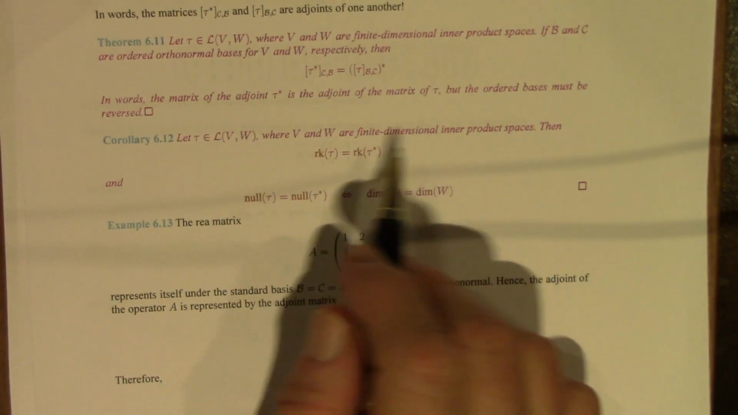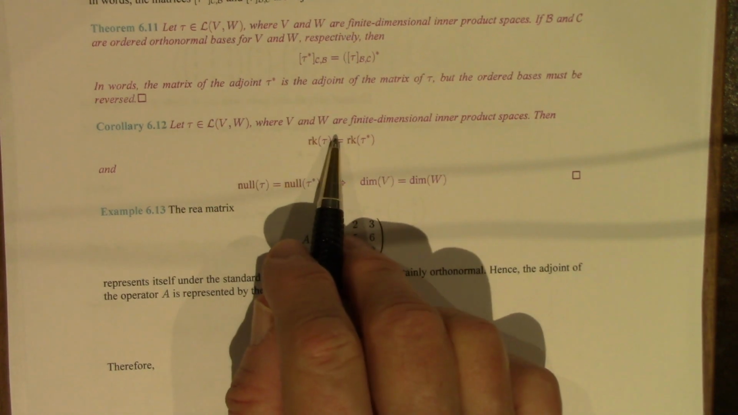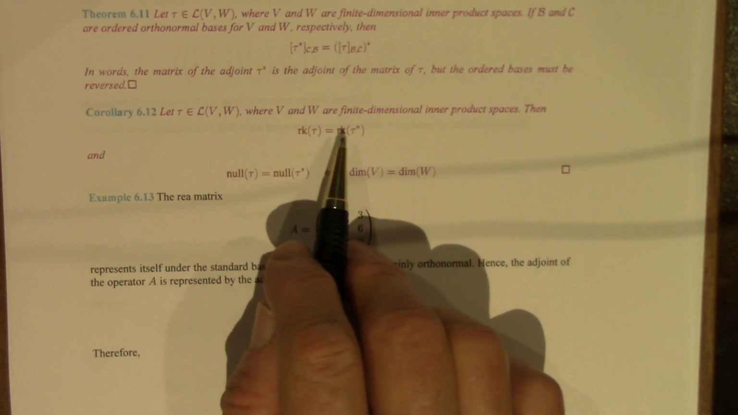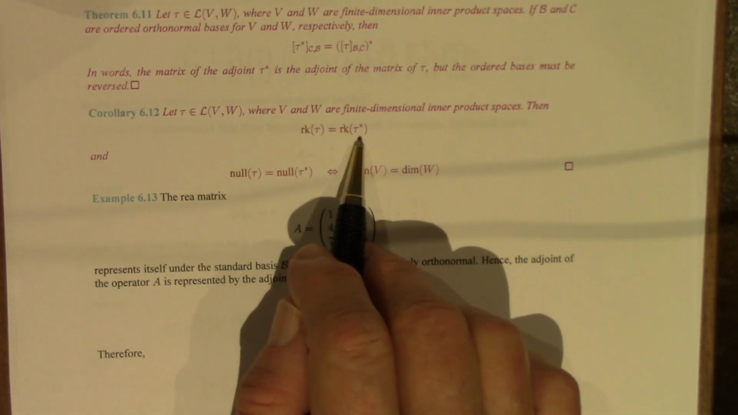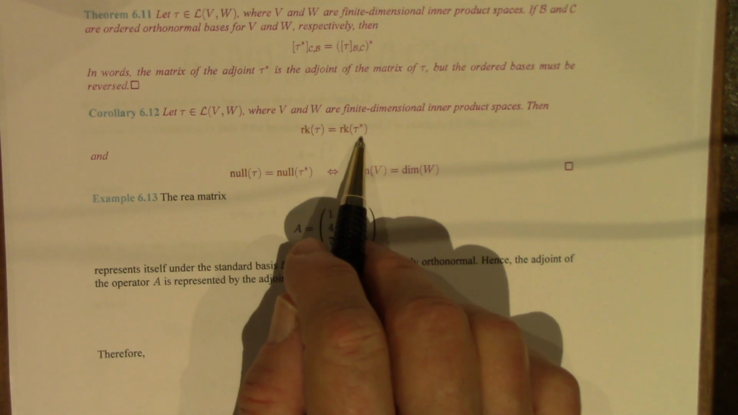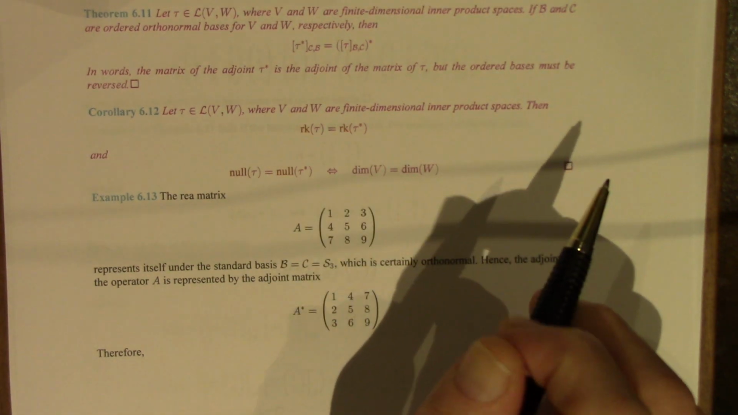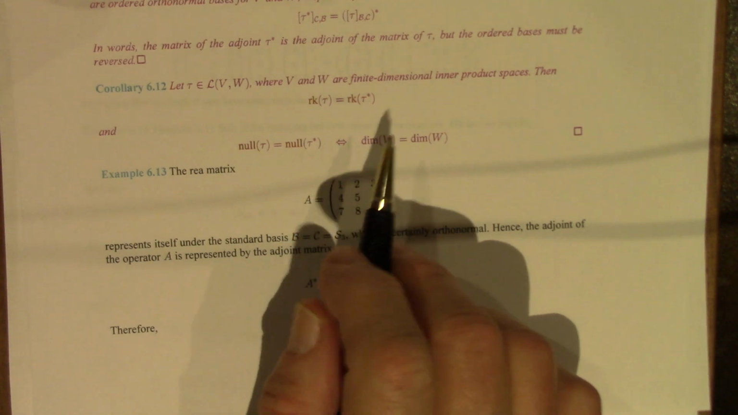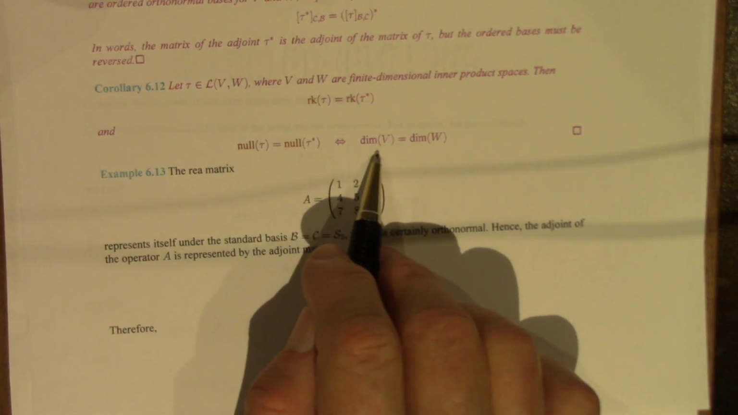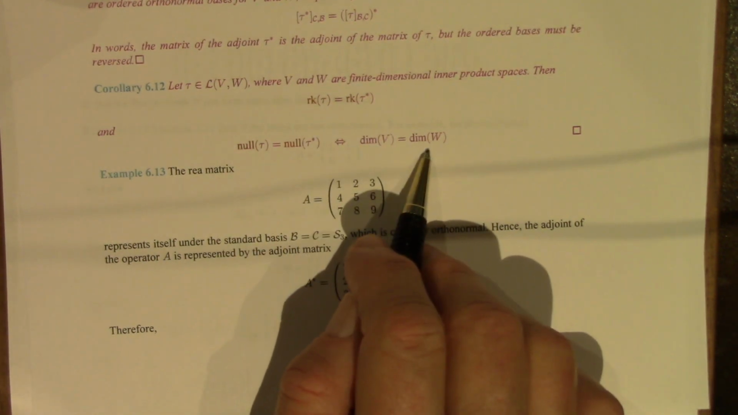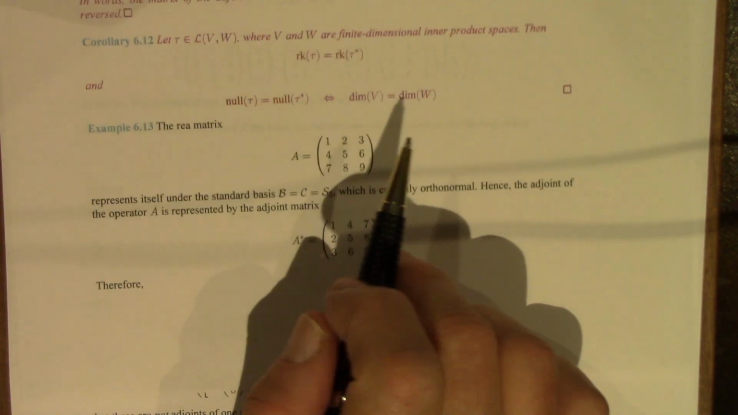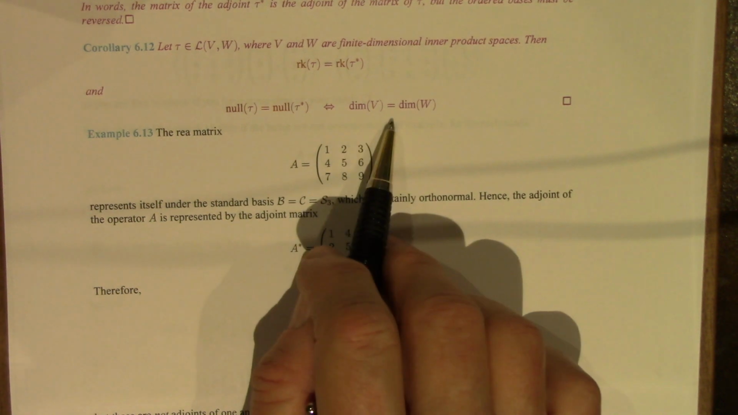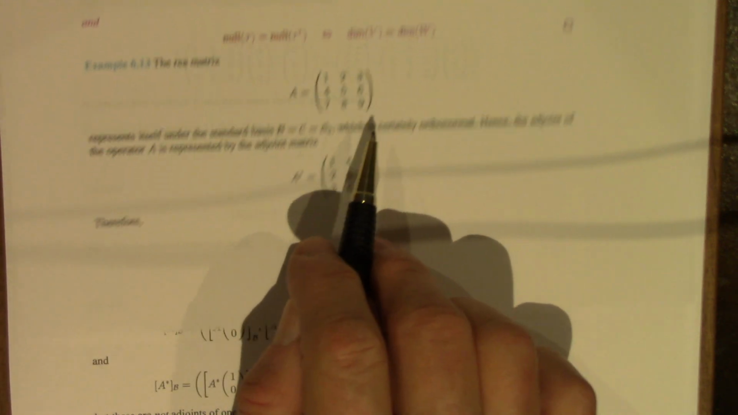As a corollary, something that we'll refer to later, we'll just read it now and don't worry about it, the rank of tau and the rank of tau star are the same. And so the nullities are the same if and only if the dimensions of V and W are the same. I would urge you to try to prove this. I think that'd be a good exercise.